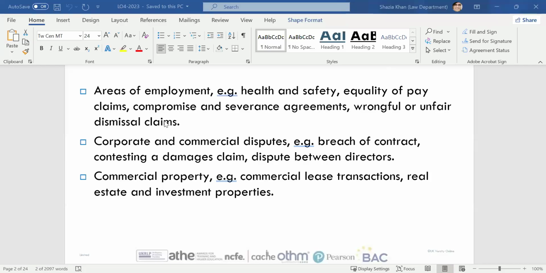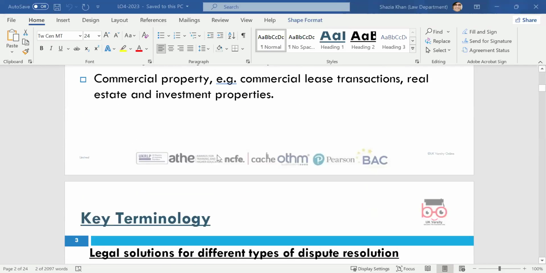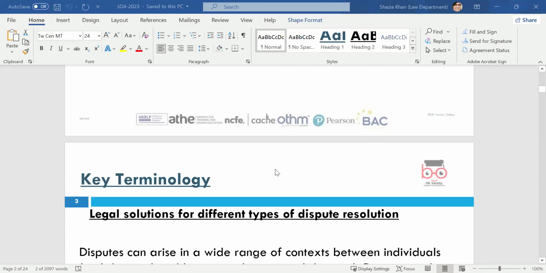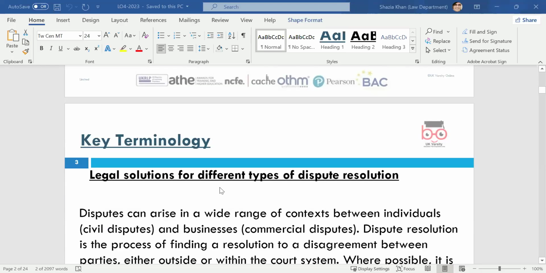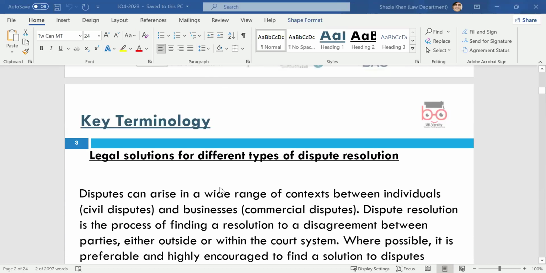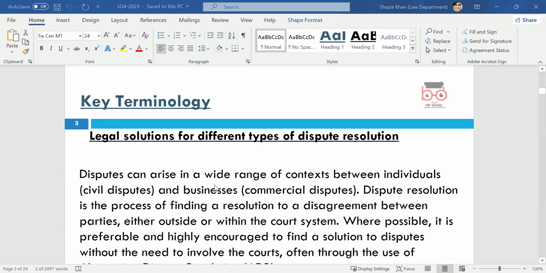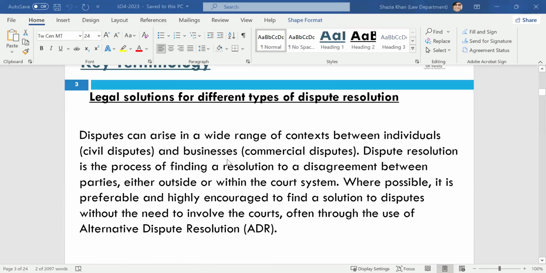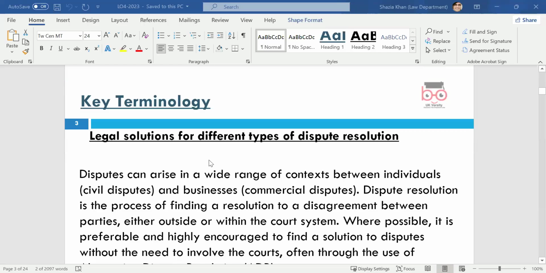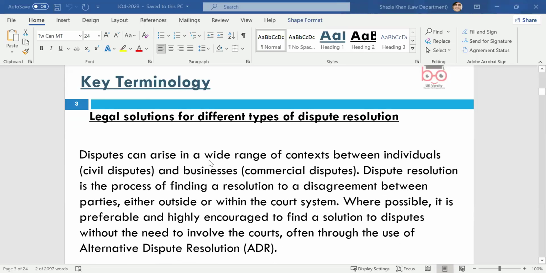So it's important to identify, when we look at areas of employment law, why do you think someone may dispute an area in employment law? What kind of examples would be a dispute in employment law? Deduction in salary. The deduction in salary. What about if someone's being discriminated against? Oh, yes, that can also be. Yeah, that could be, it may be a woman, it may be a man, it may be because of your age, it depends. So key terminology, legal solutions for different types of disputes.